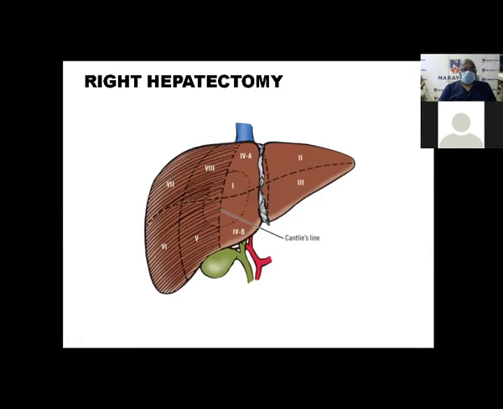Right hepatectomy, we have shown you 5, 6, 7, and 8. You catch the right hepatic artery, you catch the right portal vein, then the whole thing becomes a color change. Then you need not do anything with the bile duct at that stage. You just put a ligature here, the color change comes. That's called inflow obstruction.